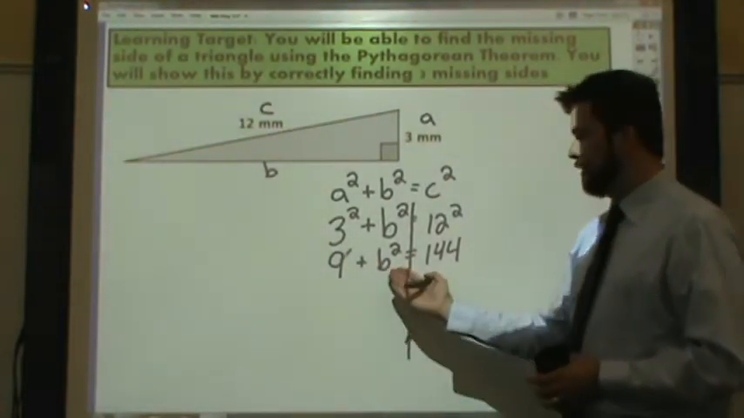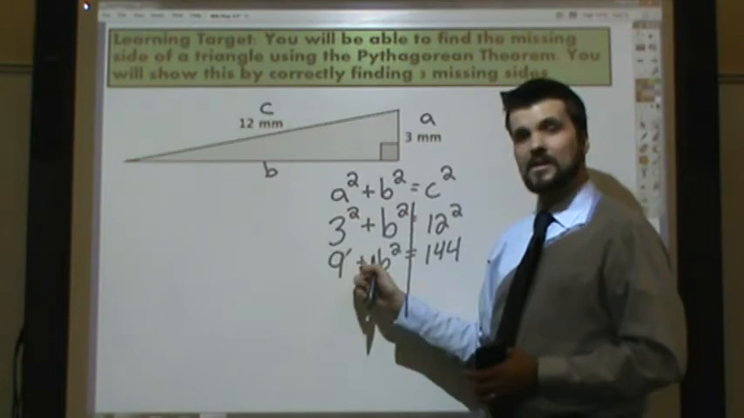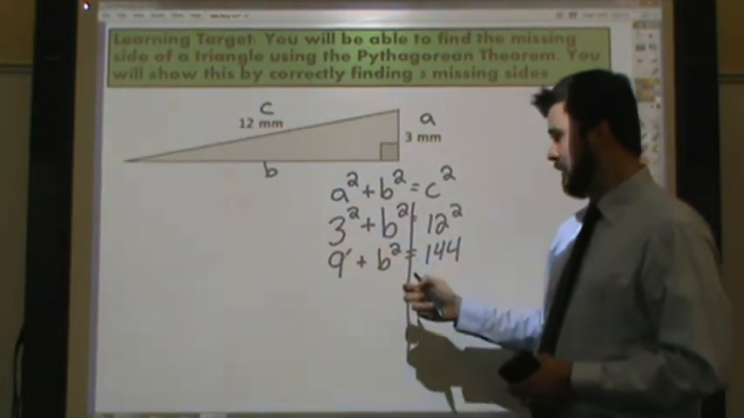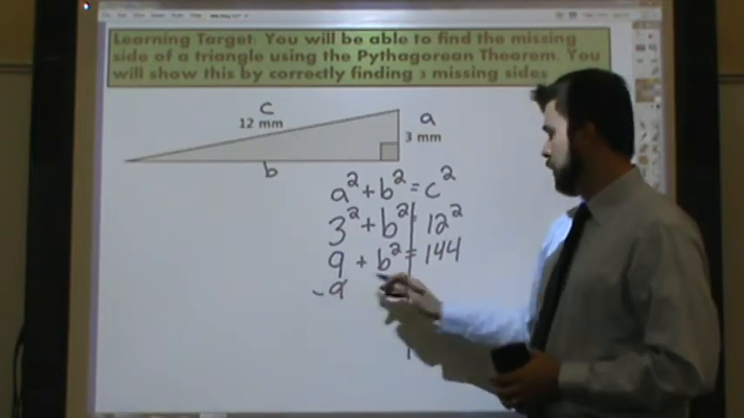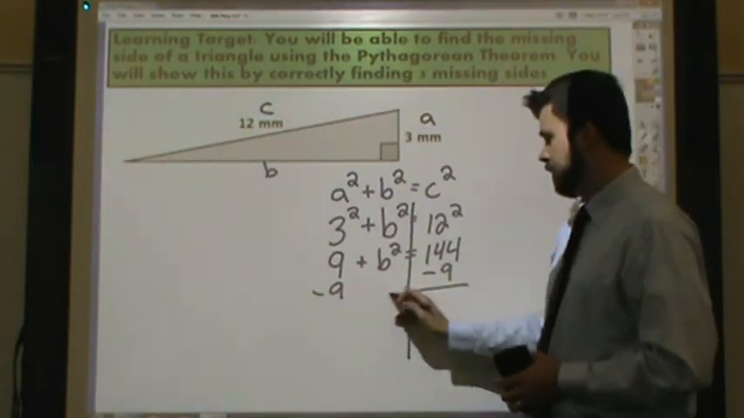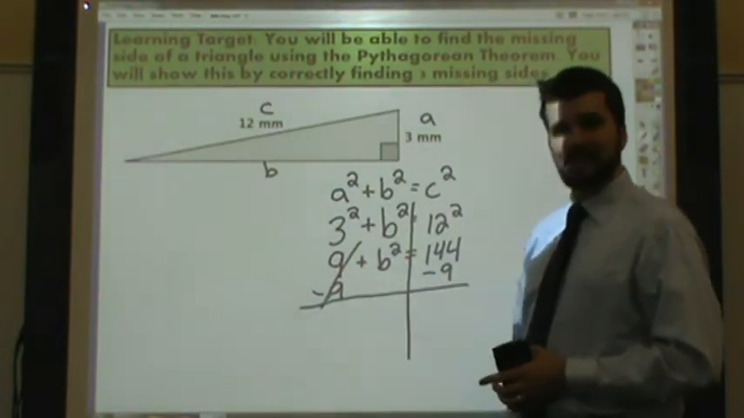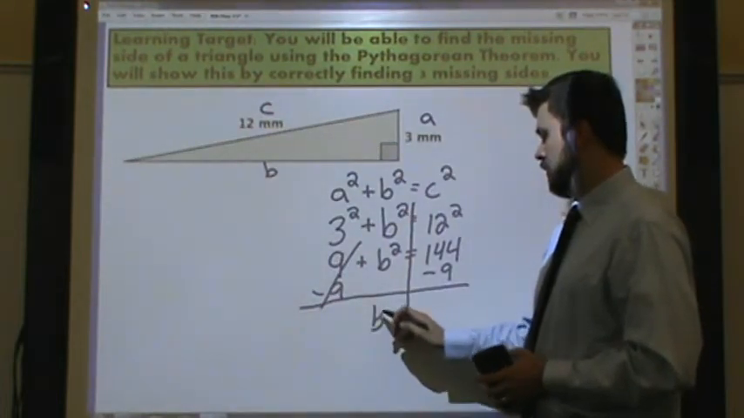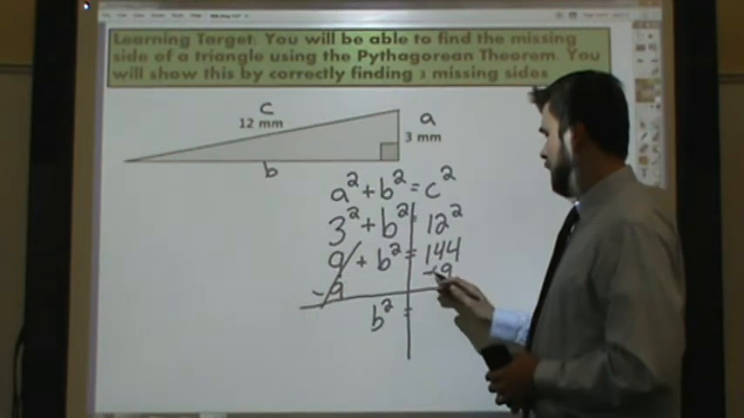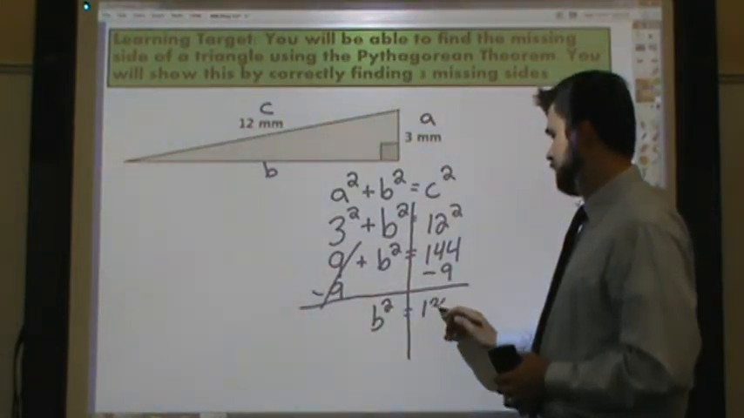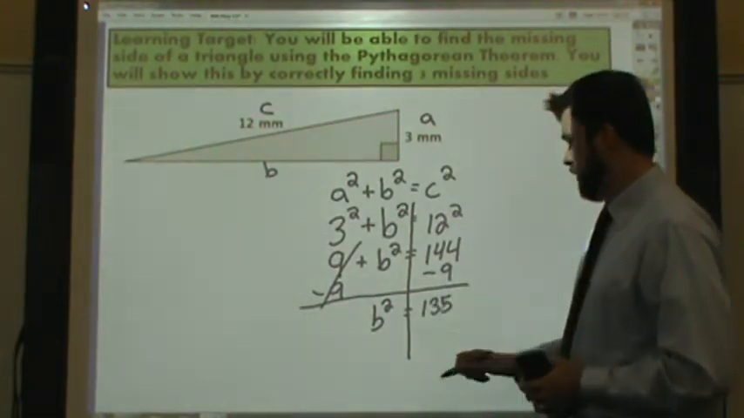I need to get the variable by itself, so I need to get rid of this plus 9. And when you want to get rid of something, you do the opposite. So the opposite of adding 9 would be subtracting 9 from both sides. 9 minus 9 disappears. The b squared is still there. 144 minus 9 is 135.